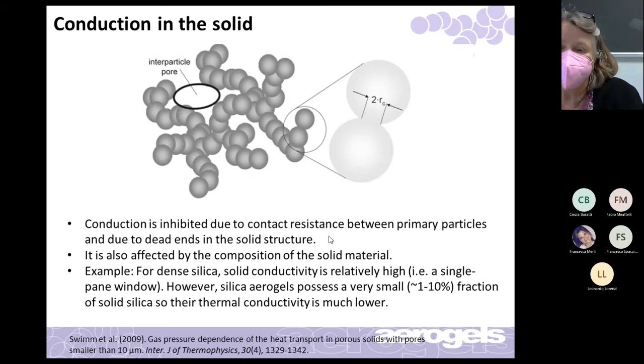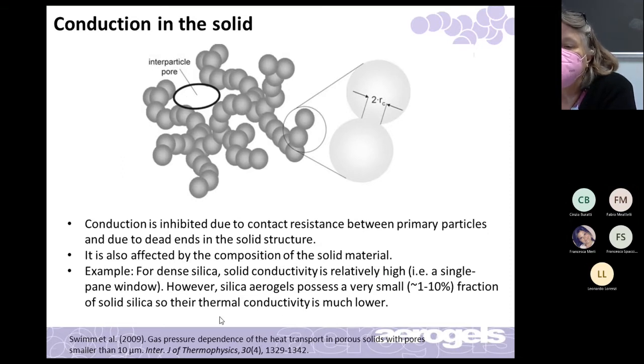It's affected by the composition. How is it made up? For example, think of dense silica as a single pane window, a glass. The solid conduction is relatively high. So thermal conductivity through something like glass might be as high as, I don't know, 2 to 3 watts per meter Kelvin. Whereas silica aerogel possesses a very small amount of solid silica, you know, 1 to maybe 10% in there. So that thermal conductivity is much, much lower.